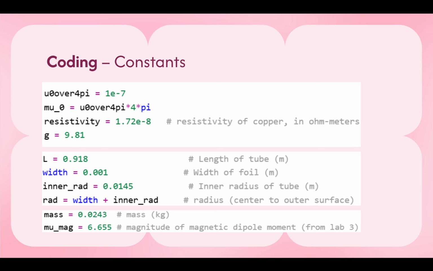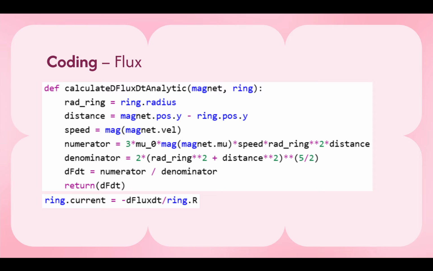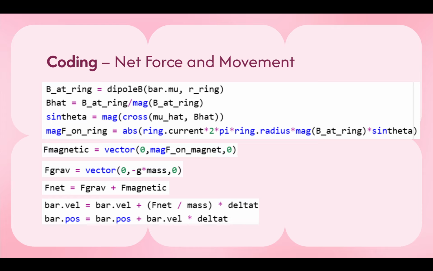For the coding part, these are the constants, which have the tube stats and the magnet stats, and mu mag equals 6.655, which I found in the previous lab. To code the magnetic field, which I also did in the previous lab, we translate the formula into Python. Code the flux, we translate the formula into Python again, and then the current is the derivative over the resistance. Net force and movement, we found the magnetic force and the gravitational force and combined them, and then we also updated the bar velocity and position.